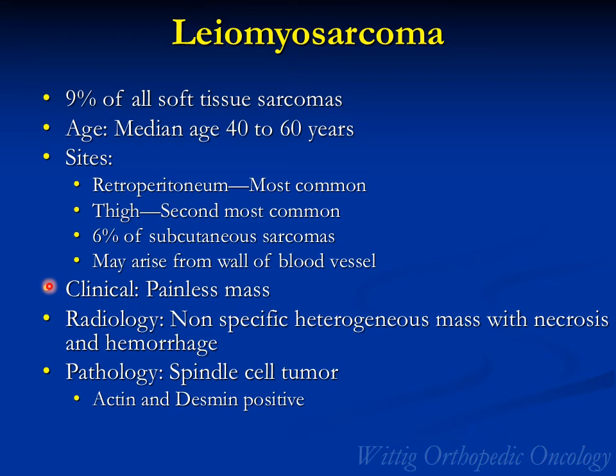Clinically, patients usually have a painless mass. It usually does not cause pain. Radiologically, it presents as a nonspecific heterogeneous mass with necrosis and hemorrhage, similar to an MFH, similar to a synovial sarcoma, similar to a pleomorphic liposarcoma. Not much different from any of those entities. Histologically, you see a spindle cell tumor, and immunohistochemical stains are very important for differentiating a leiomyosarcoma from other tumors. The leiomyosarcoma stains positive for actin and desmin in addition to vimentin.